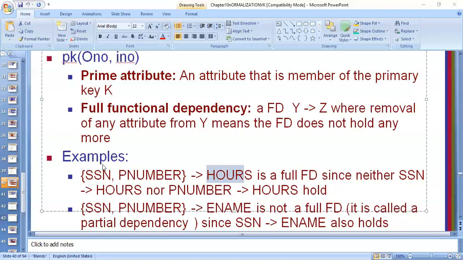For example, if I may give you a simple example, it may not be valid, but just to make you understand.